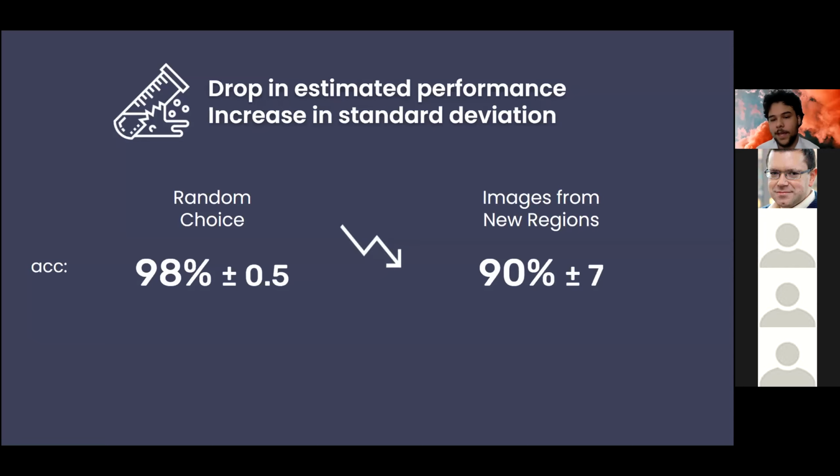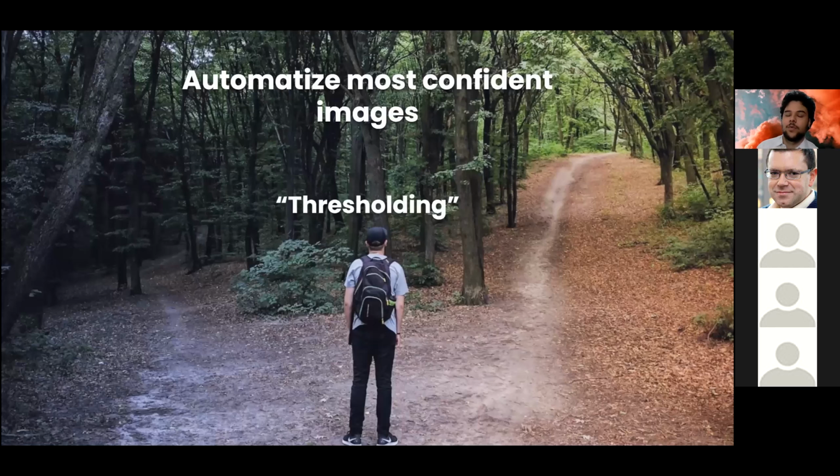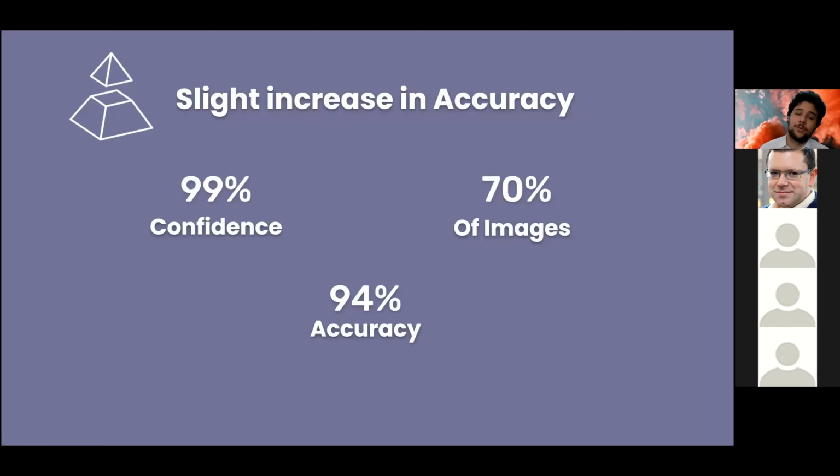We had to deal with this problem, and our solution was to automate the most confident images. For images where the model gives a high probability of being a meteor or a high probability of not being a meteor, we could automate them. The other ones, below this confidence threshold, would remain for human inspection. We did this with over 99% confidence, and it used 70% of images and improved accuracy to 94%.